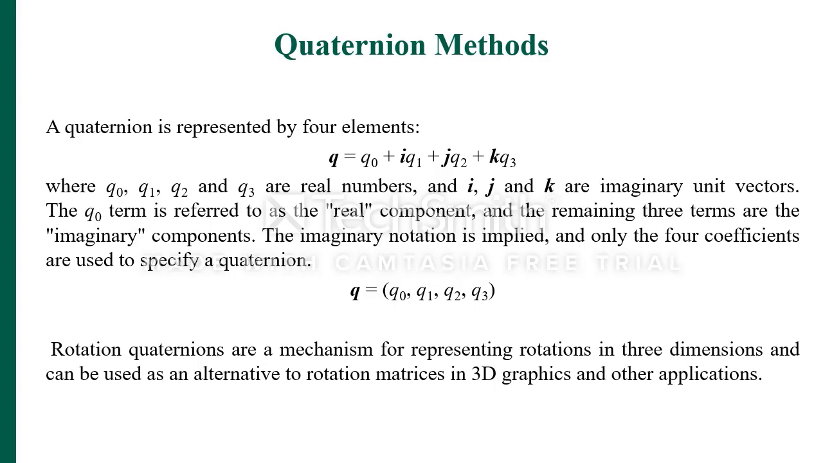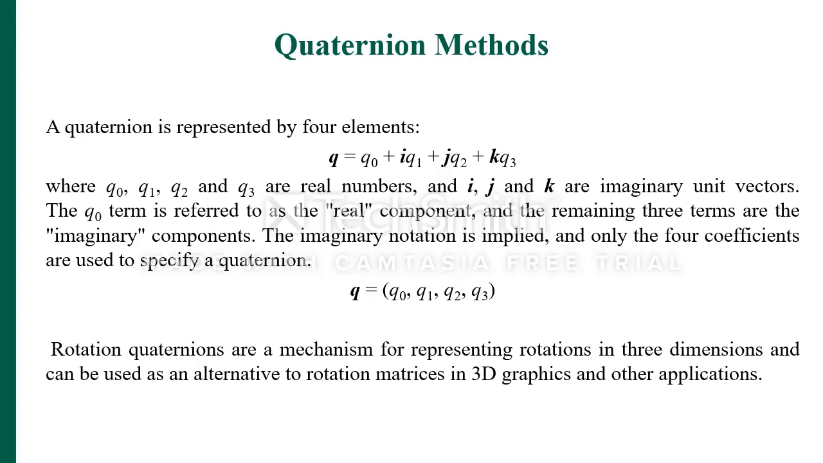Next, quaternion methods. What does a quaternion represent? It is generally represented by four elements, where q equals q0 plus i q1 plus j q2 plus k q3, where q0, q1, q2 and q3 are real numbers, and i, j and k are imaginary unit vectors. The q0 term is referred to as the real component, and the other three are imaginary, that are i, j and k. If we let the imaginary be implied, we are left with only four coefficients used to specify a quaternion: q equals q0, q1, q2 and q3.